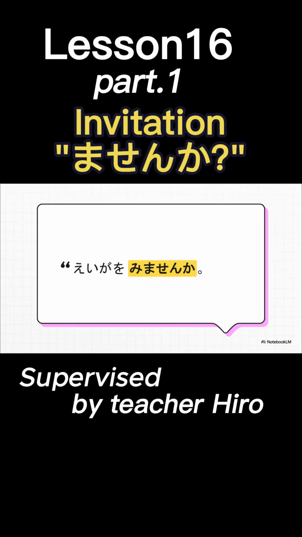Okay, one more for good measure. The verb to watch is mimasu, so the stem is mi. To invite someone to a movie, it just becomes eiga o mimasen ka? I'm telling you, you're basically a pro at making invitations now.